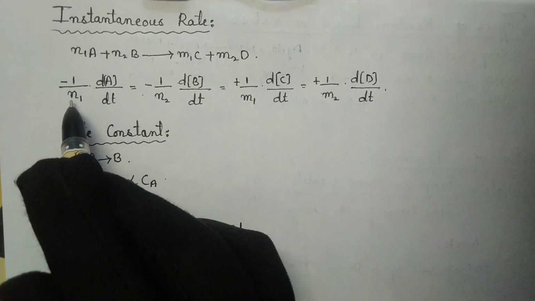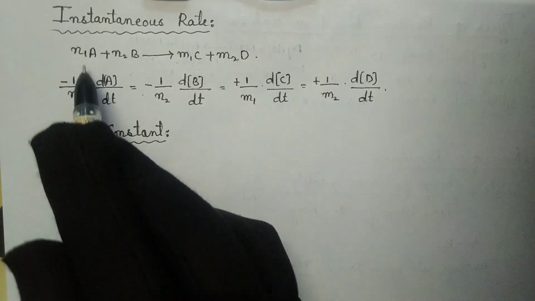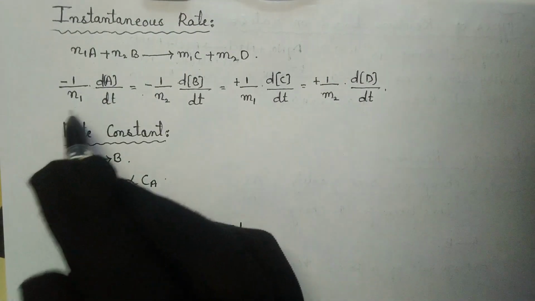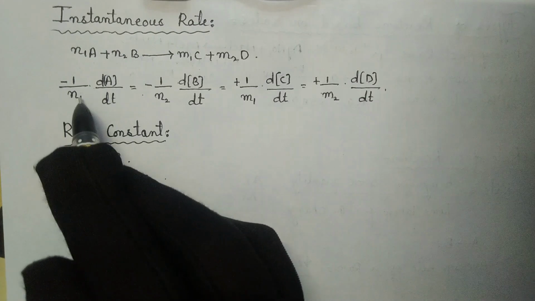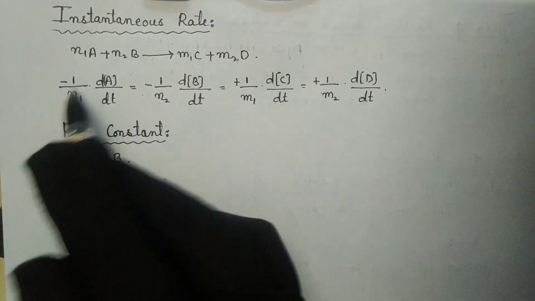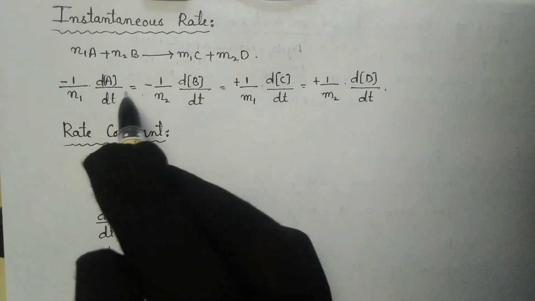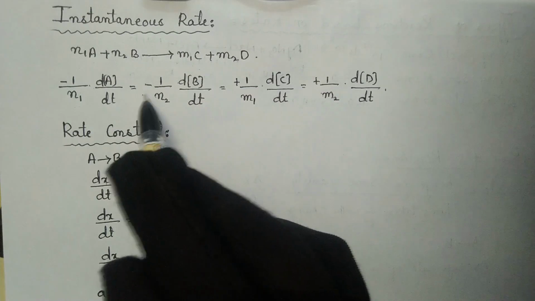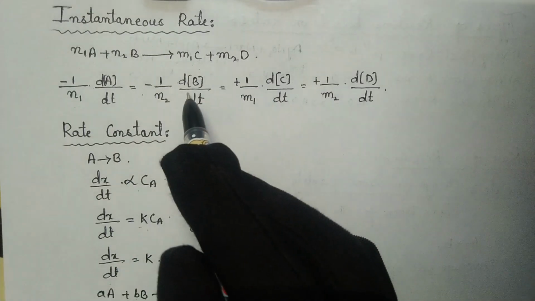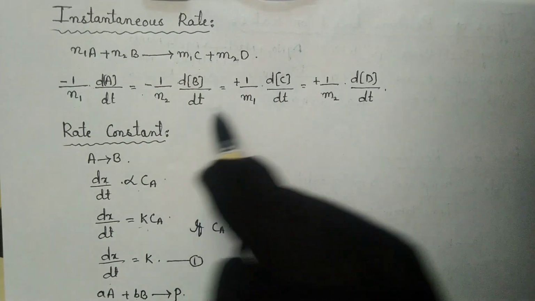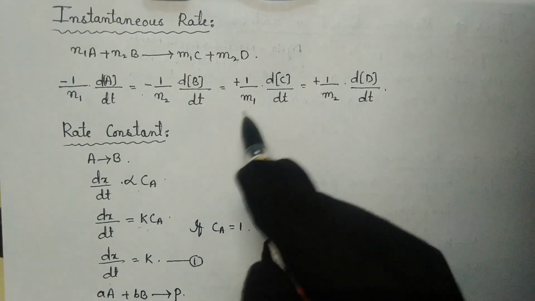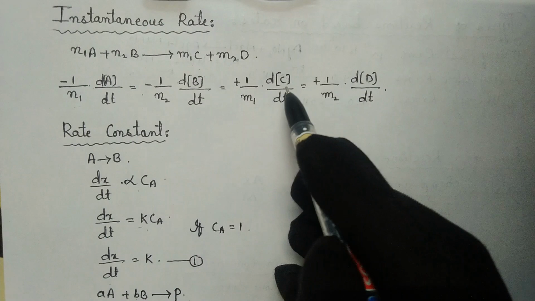N1 is nothing but the number of moles of A. And the number of moles of reactants or products we have to write in the denominator, so that's why we are writing n1 in the denominator. So minus 1 by n1 into d of concentration of A by dt is equal to minus 1 by n2, we are writing minus because B is also a reactant, into d of concentration of B by dt, is equal to plus 1 by m1 into d of concentration of C by dt.